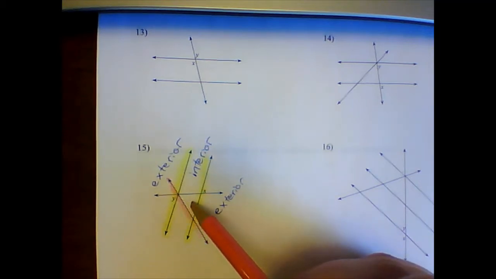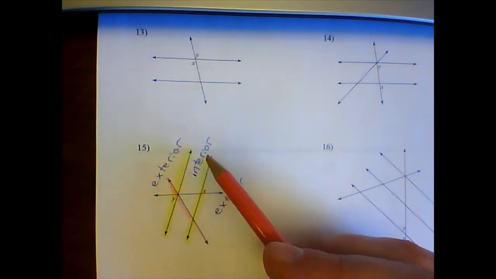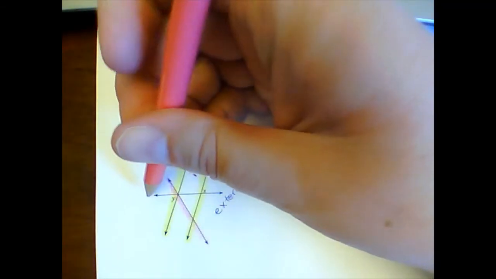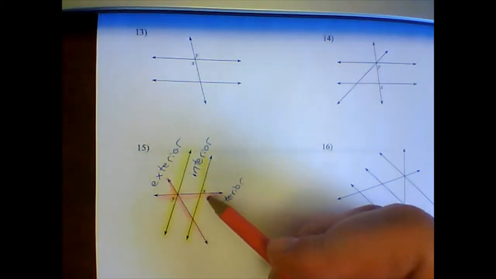Okay? If they are on different sides of the transversal, that's the alternating. Okay? Which then leaves us with kind of one weird one, is what happens if one's inside and one's outside. And I'm going to show you on this other pink transversal.